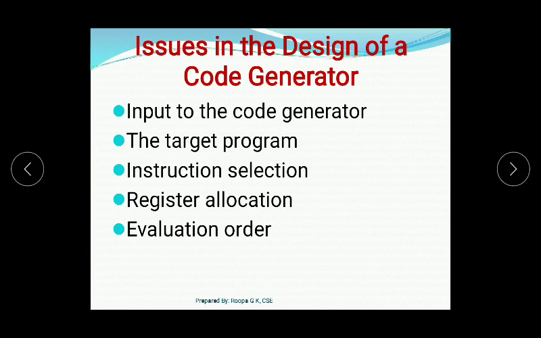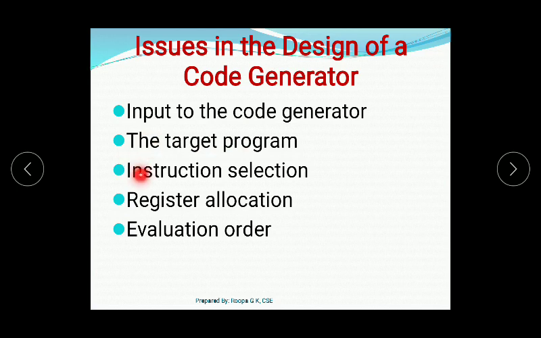Now, a very important topic in this chapter is the issues in the design of a code generator. Issues, in the sense, are the important measures that a programmer has to take to design a code generator. There are 5 important issues. First one, input to the code generator: from where the input has to be taken, how to take the input, etc. Second issue is about the target program. What is the language of the target program? How exactly the code has to be converted into machine language?